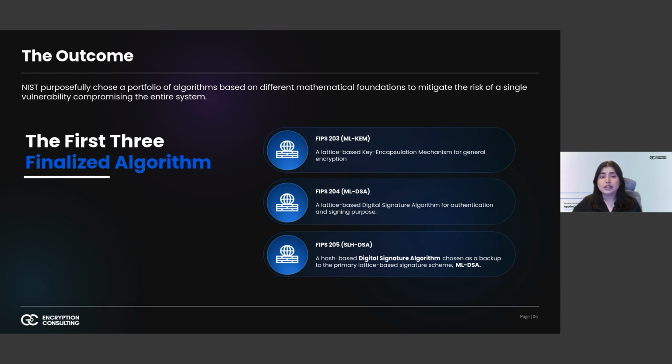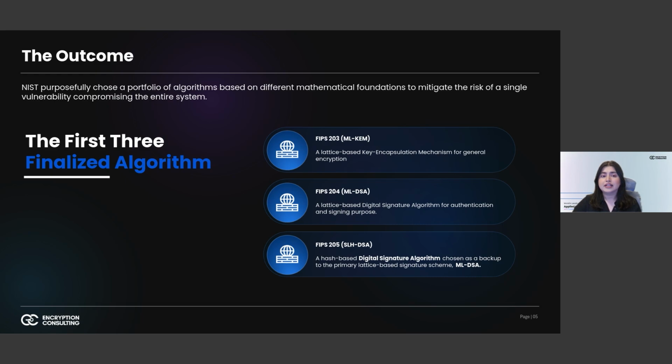But the most important takeaway isn't just the names of the algorithms, it's the strategy behind their selection. NIST didn't put all of its eggs in one basket. They purposefully chose a portfolio of algorithms based on different mathematical foundations. This is a critical risk mitigation strategy, ensuring that if a single vulnerability were ever found in one type of math, it wouldn't compromise our entire digital security system. It's the cryptographic equivalent of a diversified financial portfolio.